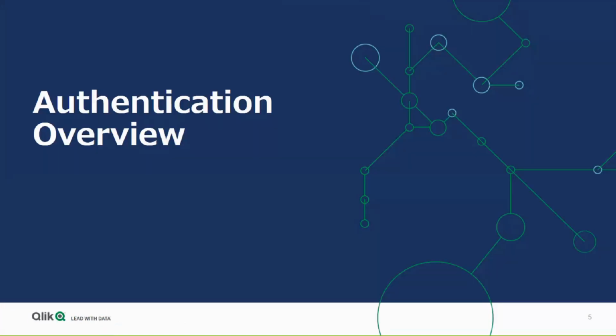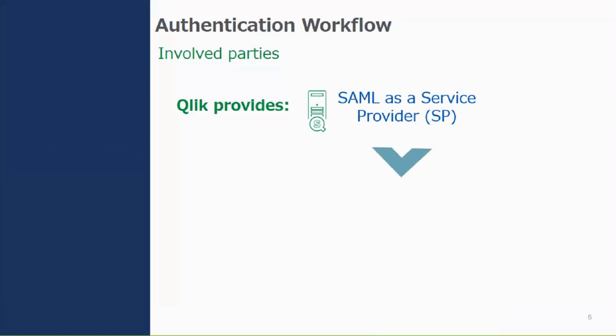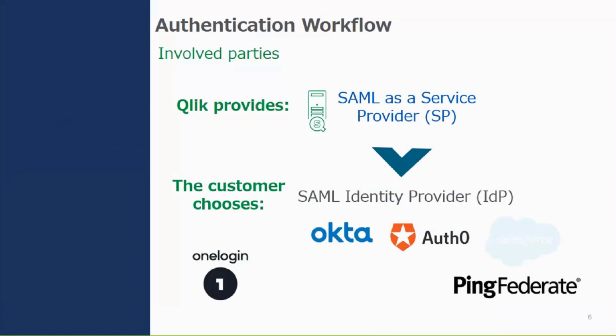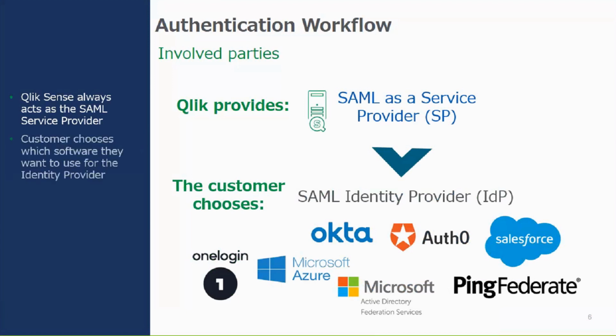So the first part is the authentication overview. Here are the involved parties in the SAML authentication. Qlik provides SAML as a service provider. So this is Qlik Sense Enterprise for Windows. And the customer can choose which identity provider they want to use. So Qlik Sense always acts as a SAML service provider, and the customer gets to choose what they want to use for the identity provider. In this presentation, on some occasions, we will abbreviate service provider to SP and identity provider to IDP.